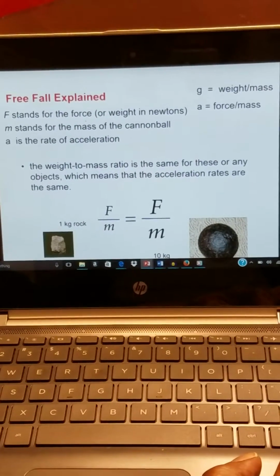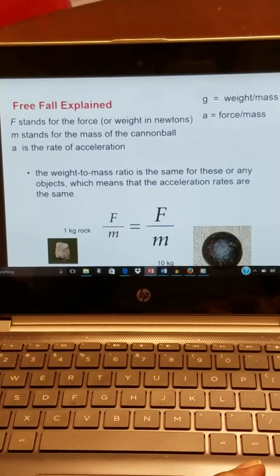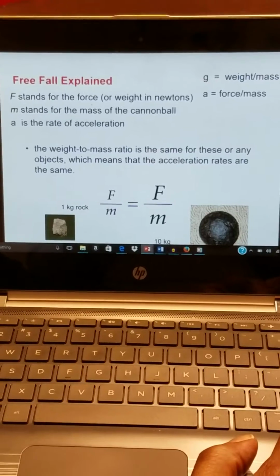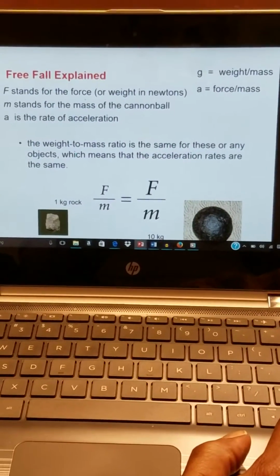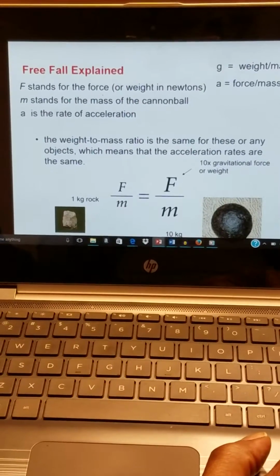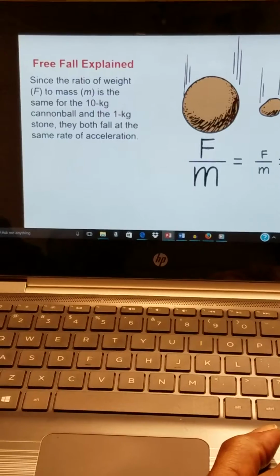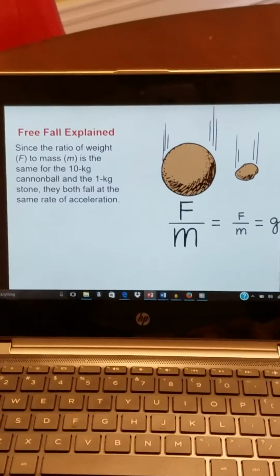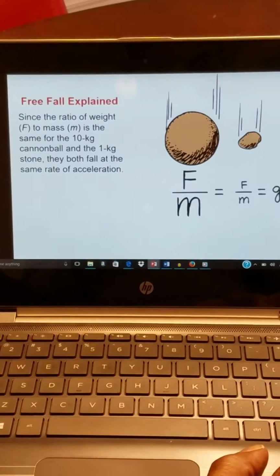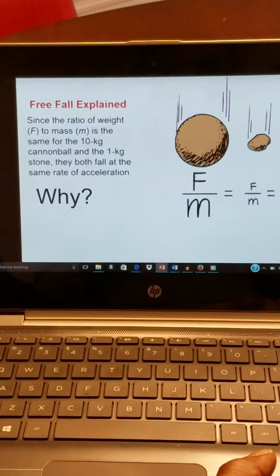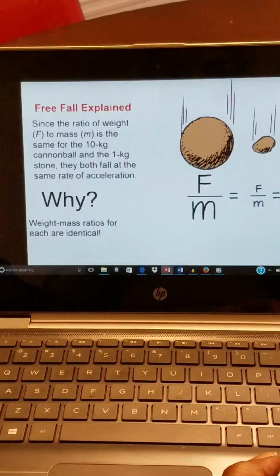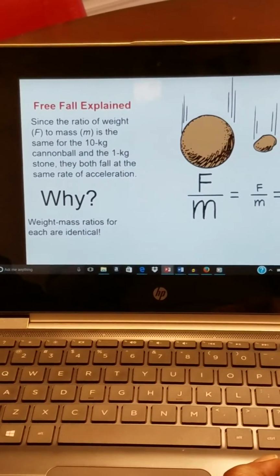How is this? Well, it is simple. The bowling ball, which has a large force acting on it divided by the large mass, is going to be the same as the force acting on a small rock divided by the small mass. Notice that the ratio big force divided by big mass is the same as the little force divided by the little mass, which is equal to g. The ratios of the weight to mass are identical, and therefore we get the same value each time.